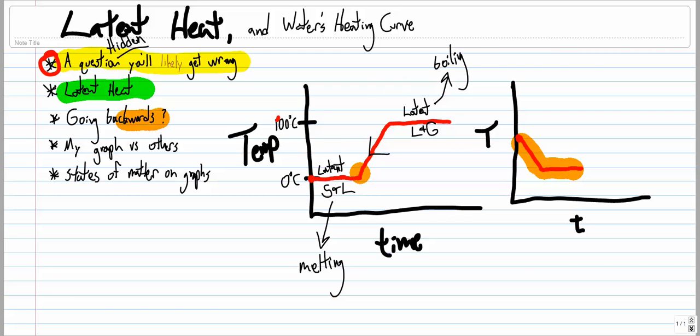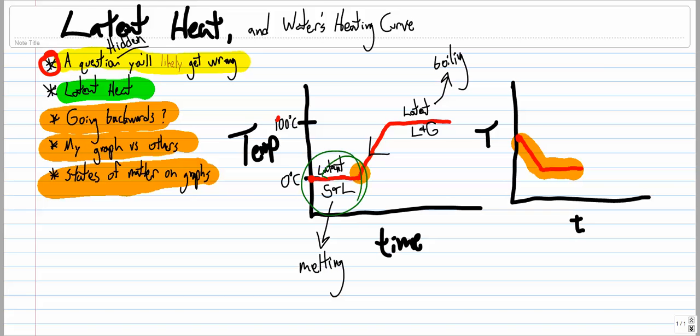So these graphs can go forwards or backwards. I already showed you other people's graphs, and we already talked about the states of matter on the graphs. What was important there was that wherever the graph is flat, you're changing state, so you've got 2 states, and wherever the graph is tilted, you're just heating something up or cooling it off, and you've only got 1 state of matter there.